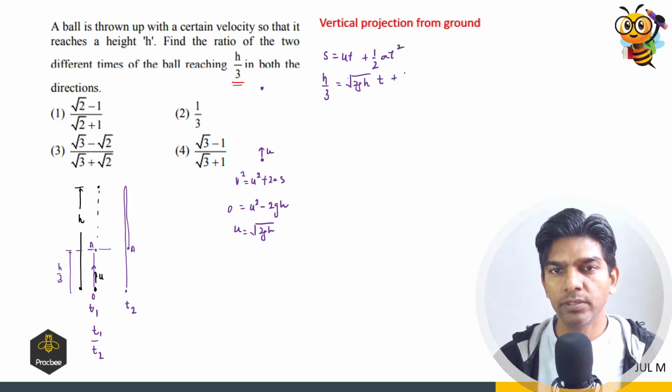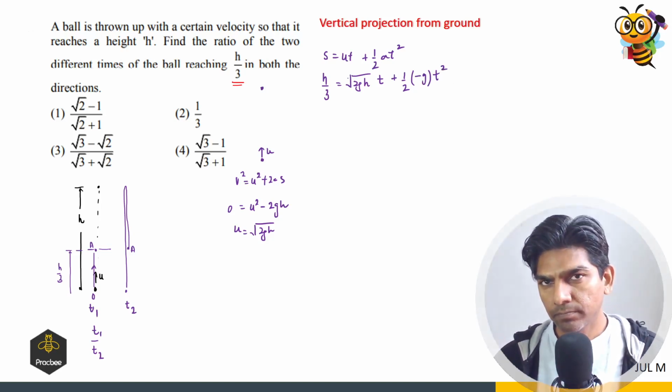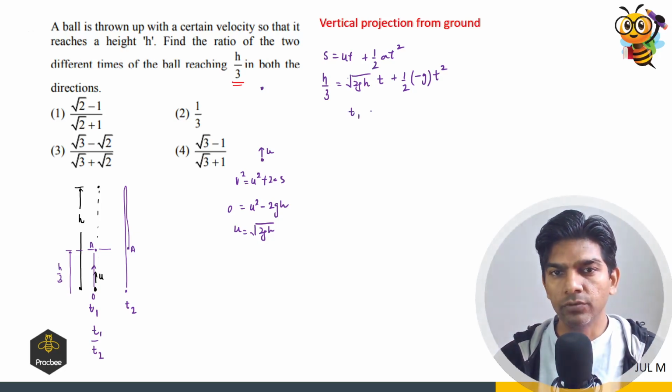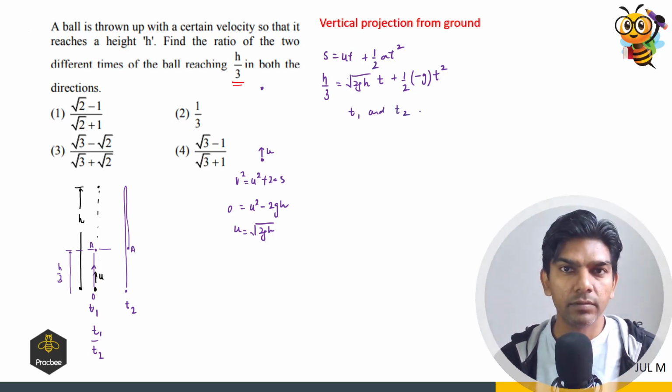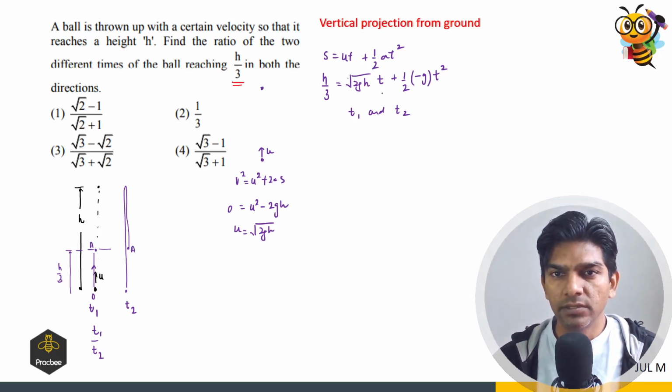s equals ut plus half, and a will be minus g, t square. Now we got a quadratic in t, and it will have two roots. So we can say t1 and t2 are the two roots, right? Because it tells us the displacement of the ball from the initial position, and that will be h by 3 only. So now let us simplify this further. I can write this as g by 2 t square equals minus root of 2gh times t plus h by 3.